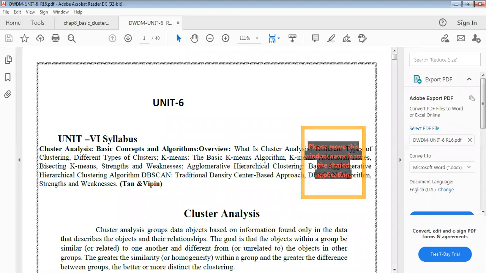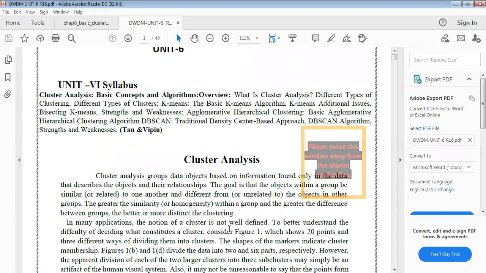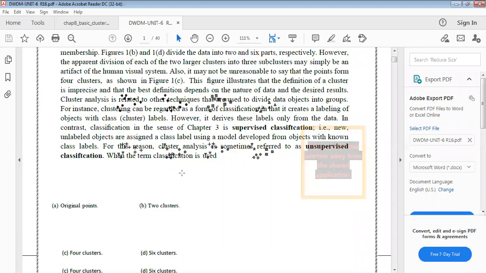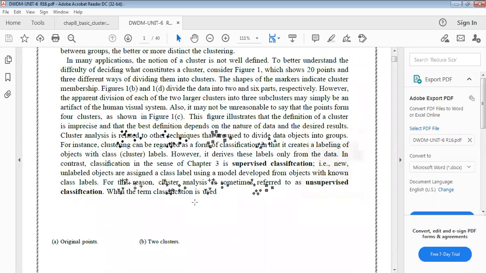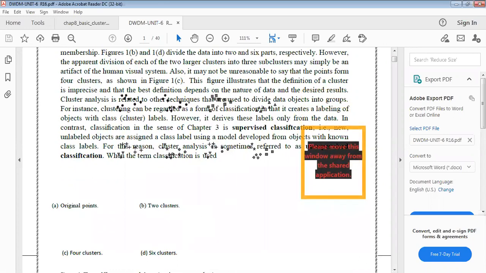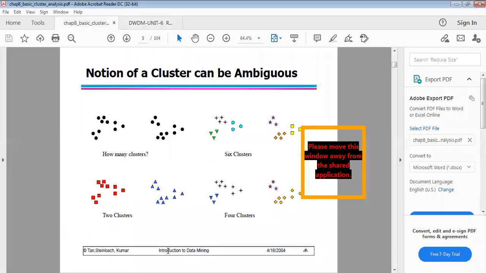See here, in cluster analysis we have to discuss what the data classification points are. Generally, we have to represent the classification points: what are the original points, and how we convert these original points into clusters. See here, I will show you.